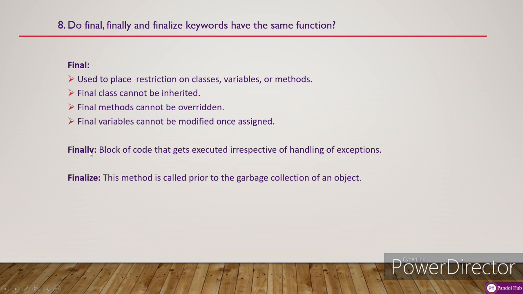So now going on with finalize. This method is called prior to the garbage collection of an object. So this method is the last chance for the object before it is being garbage collected. If you want to do something on the object for the last time, then this method is the one where you can write the code after which the object will be garbage collected.